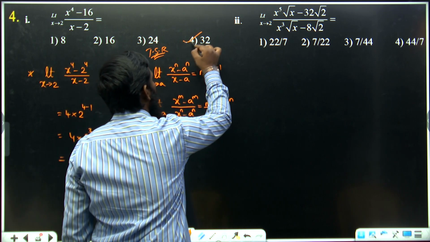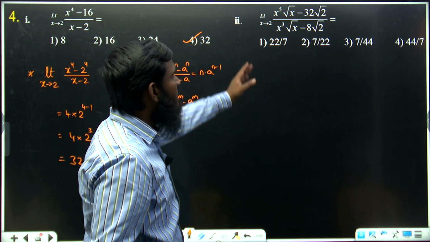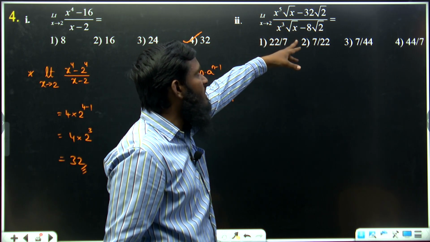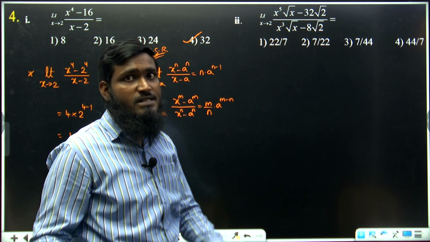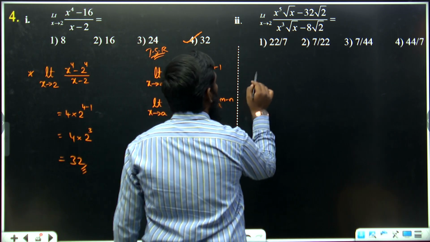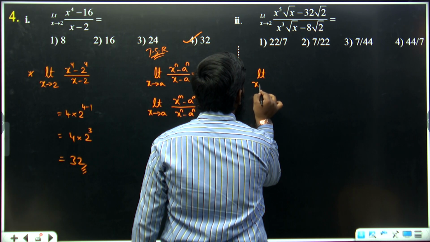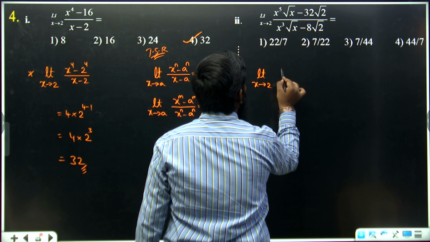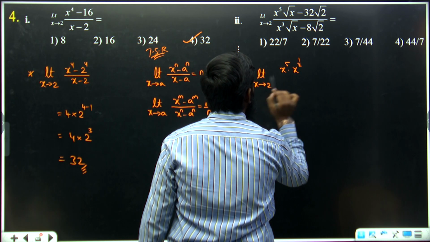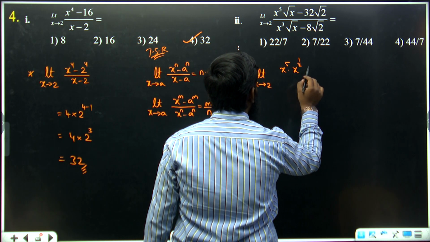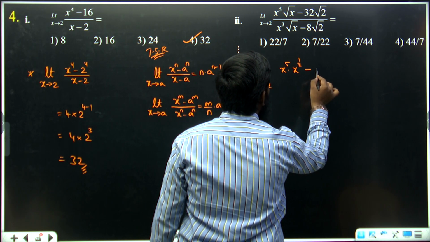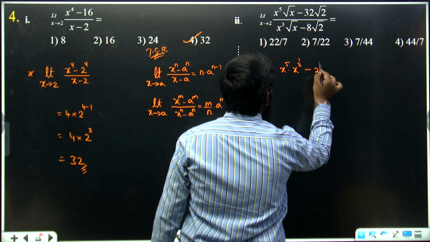Let us go with the fourth option now. Next, limit x tends to 2, (x^5 root x - 32 root 2)/(x cube root x - 8 root 2) we are having. First let us convert this question. If you convert this question, it will look like this: limit x tends to 2, x^5 into x^(1/2), minus, this 32 we can write as 2^5.